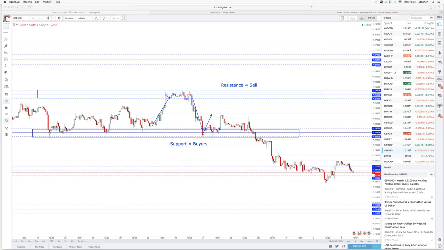So it's a bit like playing tennis, or for those of you of an older generation, you might remember the game Pong, where you've got the two sticks and the ball bounces back and forth. Support and resistance is very, very much like that.